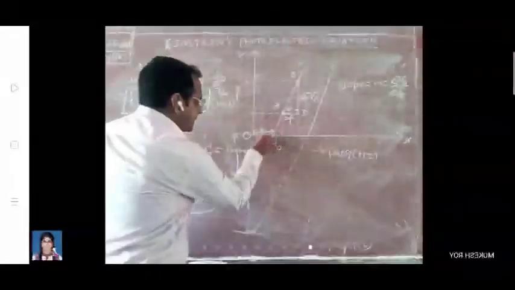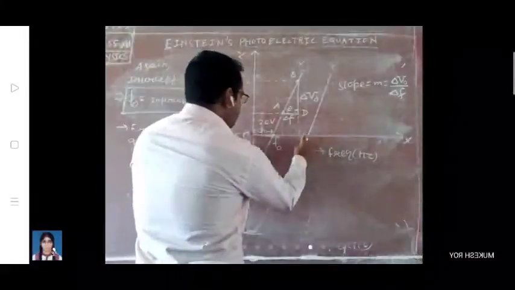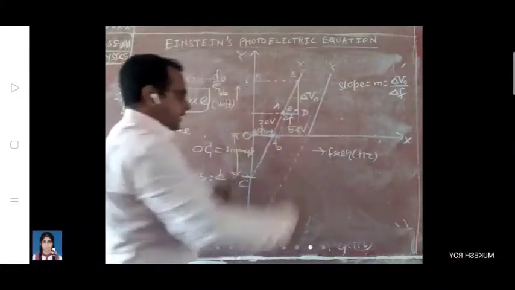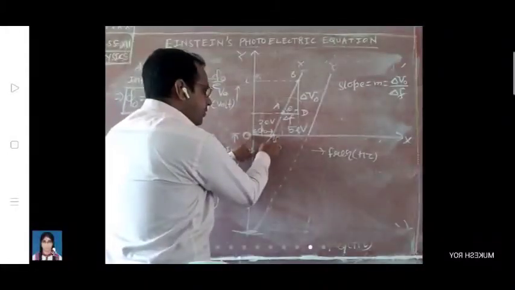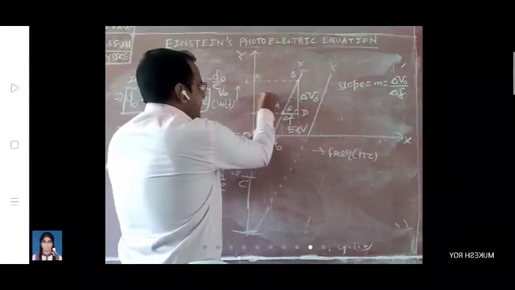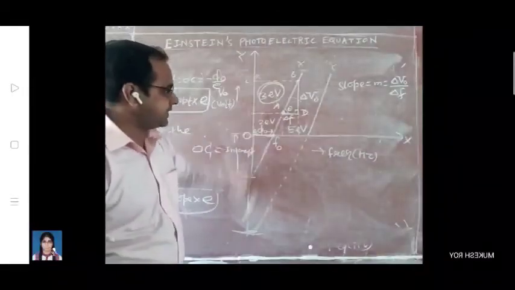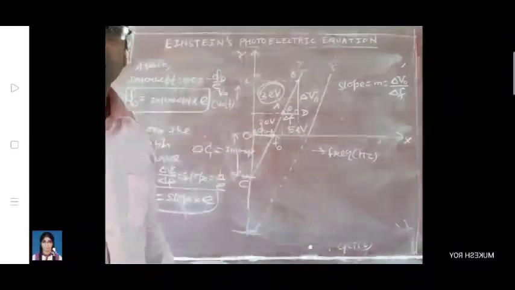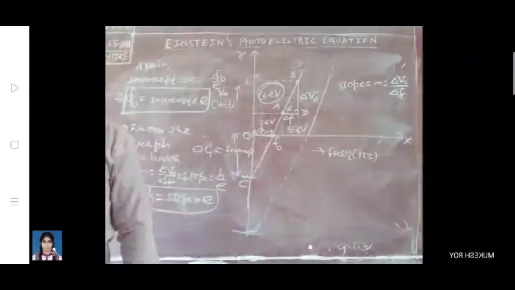ठीक है? Suppose यहाँ से यहाँ तक का value 2 electron volt का है, और यहाँ से यहाँ तक का value suppose 5 electron volt का है, यहाँ से यहाँ तक 5 इलेक्ट्रॉन वोल्ट, यहां से यहां तक 2 इलेक्ट्रॉन वोल्ट। हमारे पास अगर 3 इलेक्ट्रॉन वोल्ट का एनर्जी आता है, इंसिडेंट रेडिएशन अगर 3 इलेक्ट्रॉन वोल्ट का आता है बेटे, तो बताइए किससे इजेक्शन होगा, किससे इजेक्शन नहीं होगा?